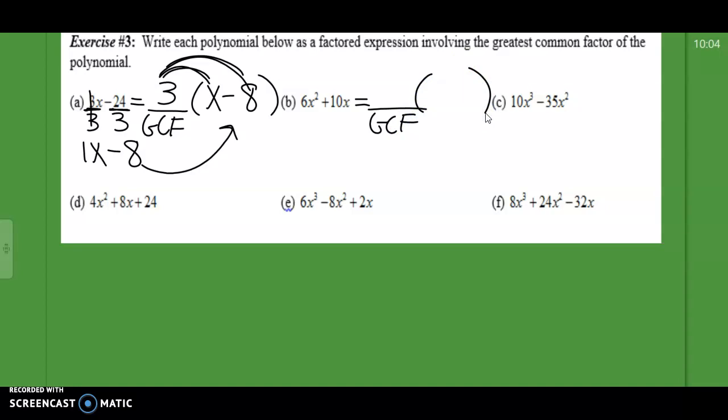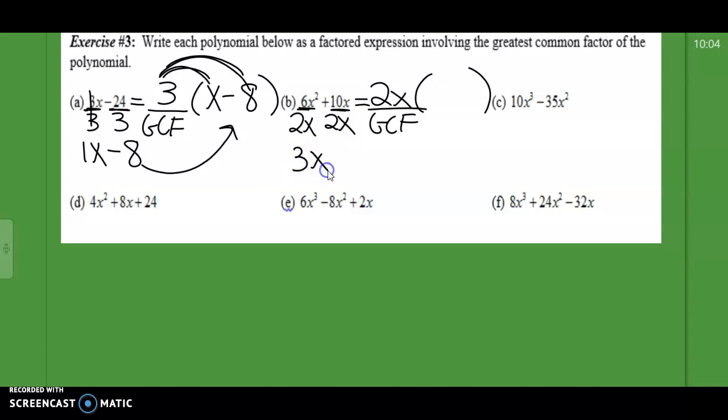So what's the biggest number that can go into 6 and 10? Look at the smaller number. Does 6 go into 10? No. Other numbers that go into 6: 3 doesn't go into 10, 2 does. So 2 is the biggest number that goes into both. This has 2 x's, this has 1 x, so they have 1 x in common. Go ahead, divide by that GCF. Once you divide by the GCF, what's left?